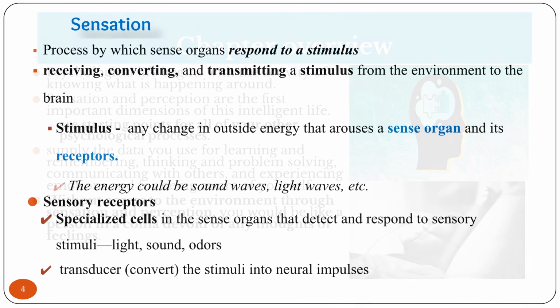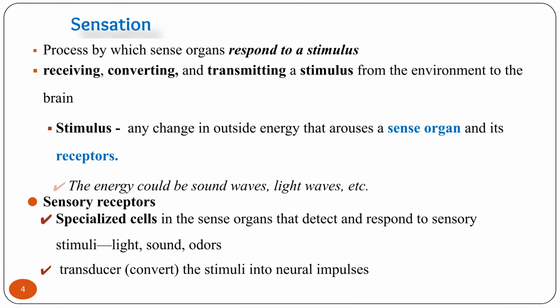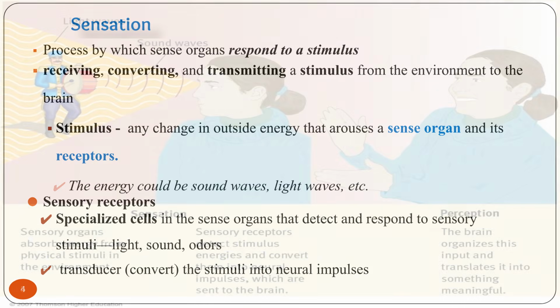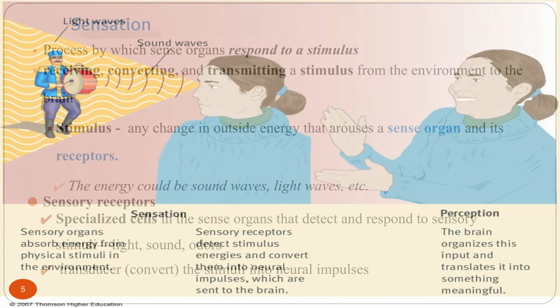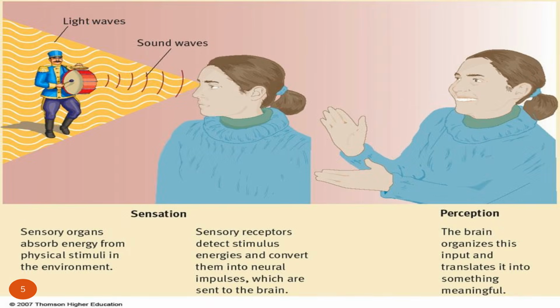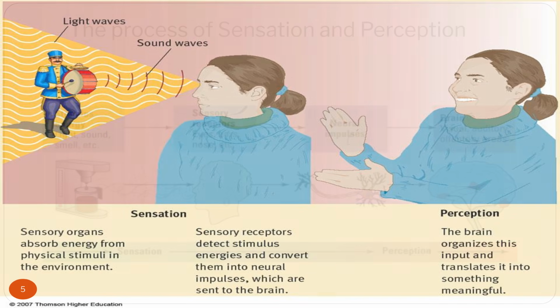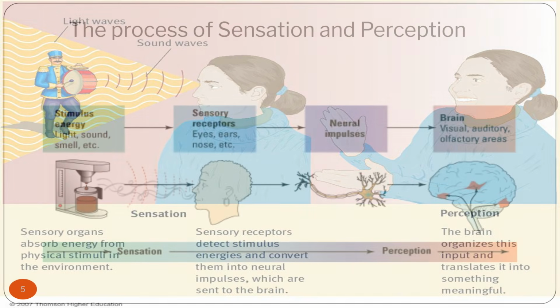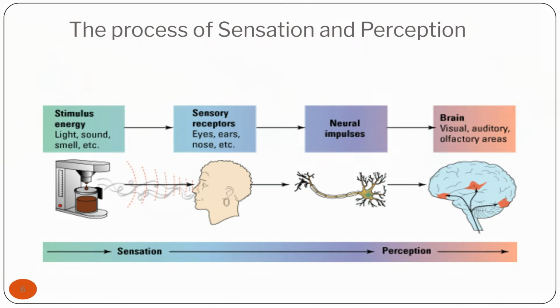Sensation is the process by which sense organs receive, convert, and transmit a stimulus from the environment to the brain. A stimulus is any change in outside energy that arouses a sense organ and its receptors. Sensory receptors are specialized cells in the sense organs that detect and respond to stimuli, like light, sound, and odors. They convert these stimuli into neural impulses. This image illustrates the overall process of sensation and perception, showing the steps from the stimulus to the brain's interpretation.